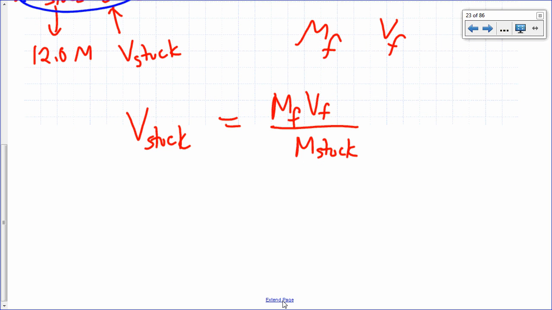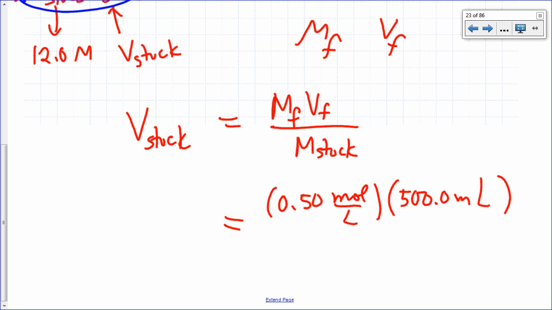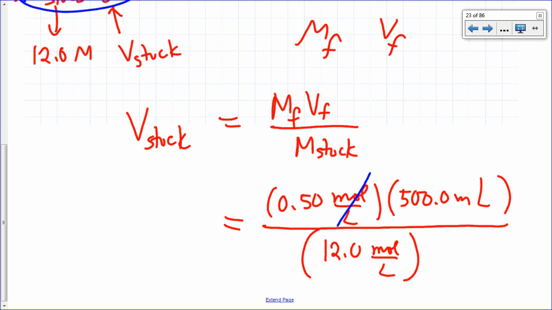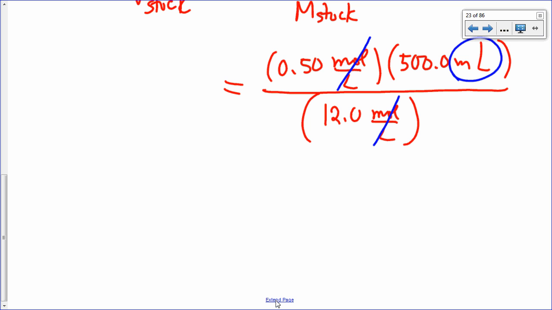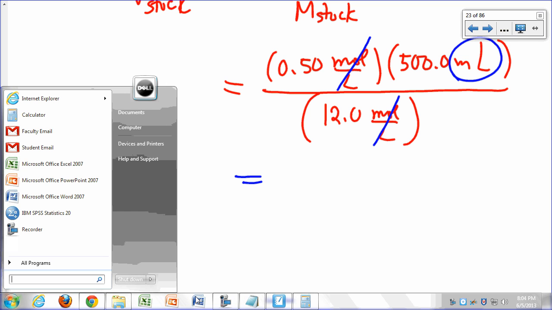Right, so our desired final molarity is 0.50 moles per liter. The final volume that we want is 500 mils. I can leave that as 500 mils if I want to, because as you can see, the units will just cancel out. Molarity in this case is 12.0 moles per liter for the stock. You can see that moles per liter cancels out. I will have my answer in milliliters. If you want it in liters, then you change this 500 mils to liters. Make that 0.5 liters. So 0.5 times 500 divided by 12.